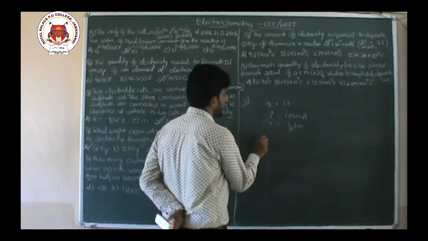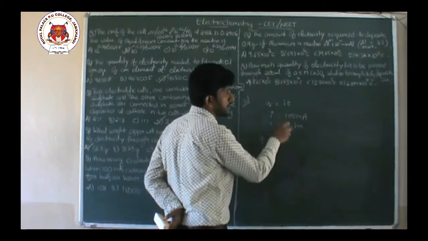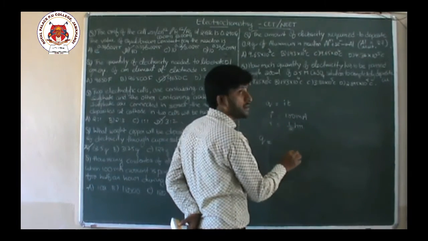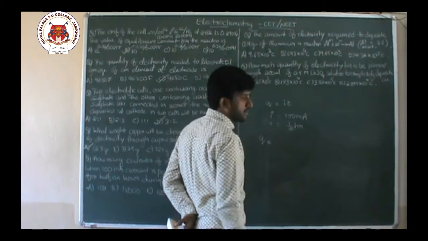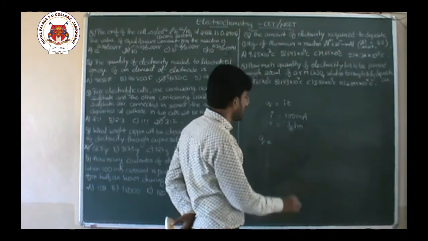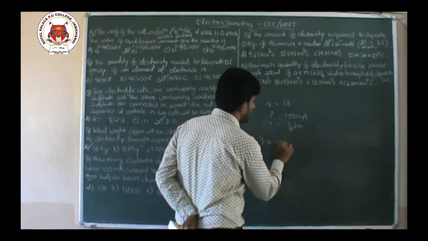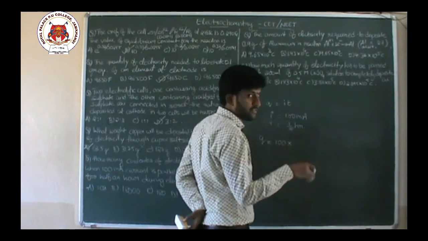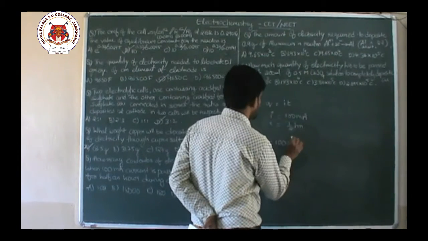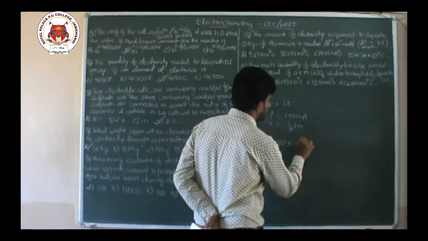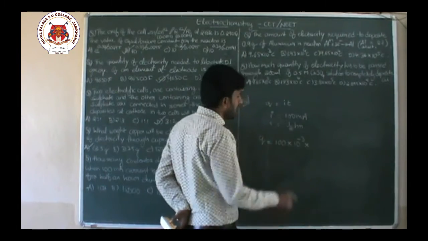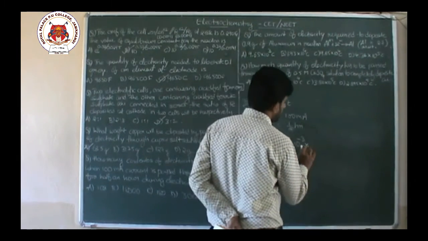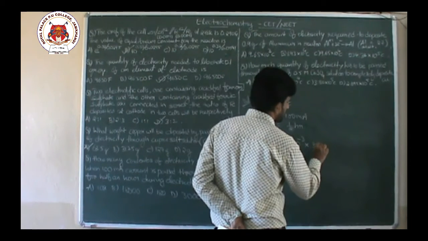For the charge, Q will be equal to I into T. I is given as 100 milliamperes, but you need to convert that to amperes, because ampere into second will be equal to coulomb. So that means 100 into 10 raised to minus 3, and half an hour should be converted to seconds. So half an hour is 30 minutes into 60 seconds.